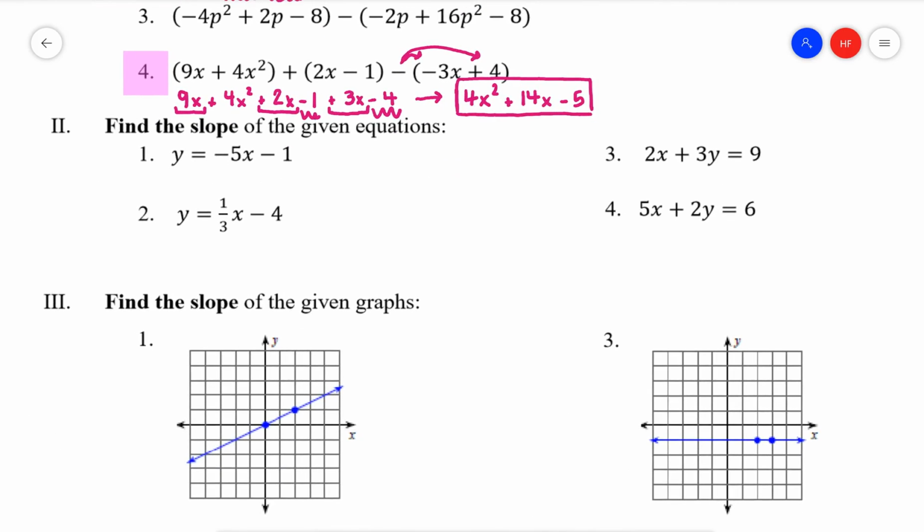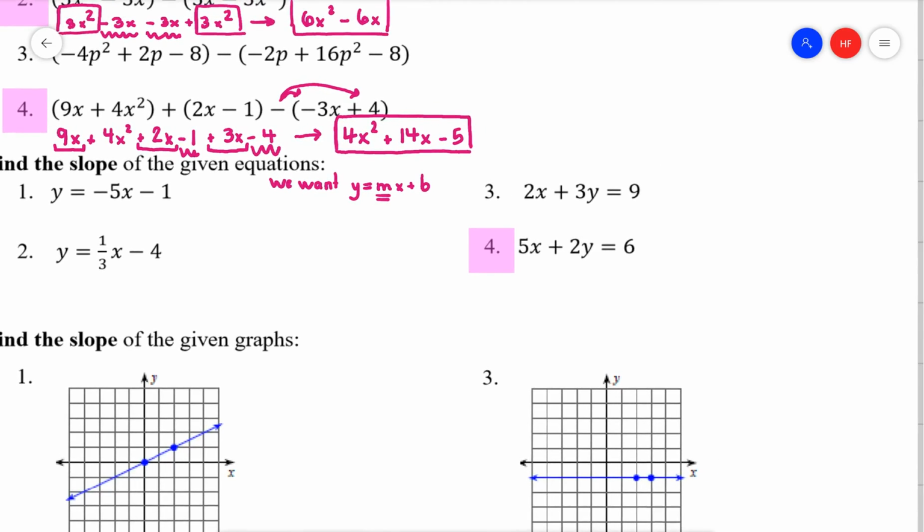Now on section 2, we're finding the slope given equations. So when we're finding the slope given an equation, we want our equation to look like y equals mx plus b, because then this is my slope. On numbers 1 and 2, they're already in slope-intercept form, so I'm not going to do either of those, but I am going to do number 4. On number 4, we need to convert it to slope-intercept form by solving for y.